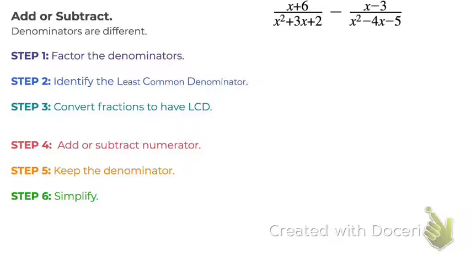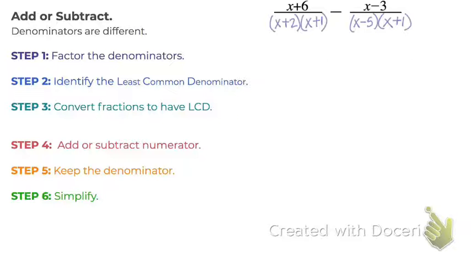So if we factor the one on the left, to refresh your memory, we're looking for two numbers that multiply to give us the last number and add to give us that middle coefficient. And if you go through the options, you see that it's positive 2 and positive 1. So I'm going to erase this and put the factored form instead. Now let's do the same for the other fraction. Two numbers that multiply to give us negative 5 and add to give us negative 4. That would be negative 5 and positive 1.